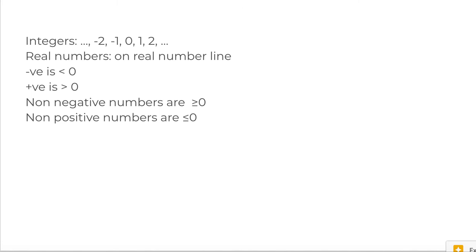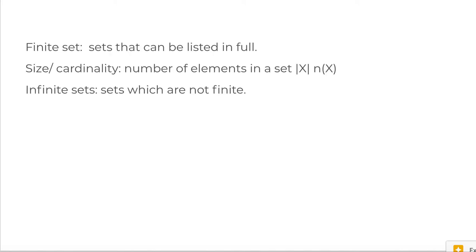Next, let's define integers. Integers are all positive, negative, natural numbers with 0 included. Real numbers are all the numbers that you can define or show on the real number line. Negative numbers are less than 0, positive numbers are greater than 0, non-negative numbers are greater than or equal to 0, and non-positive numbers are all numbers less than or equal to 0.